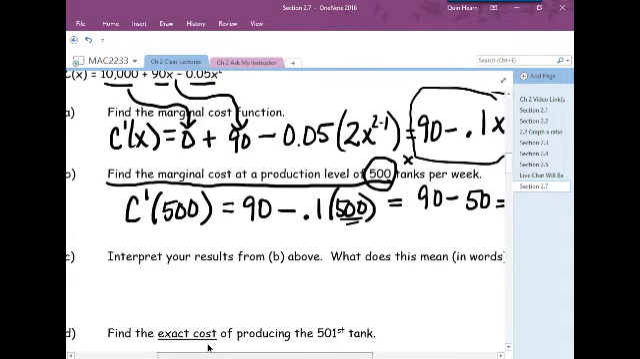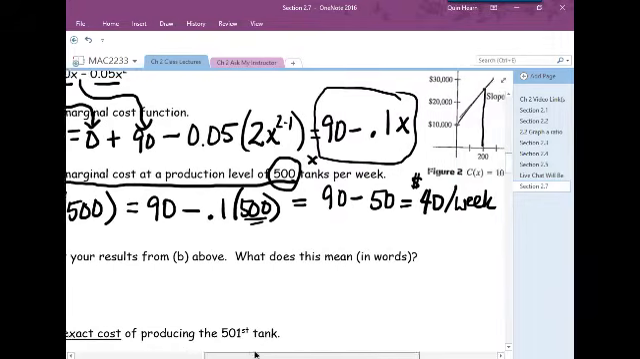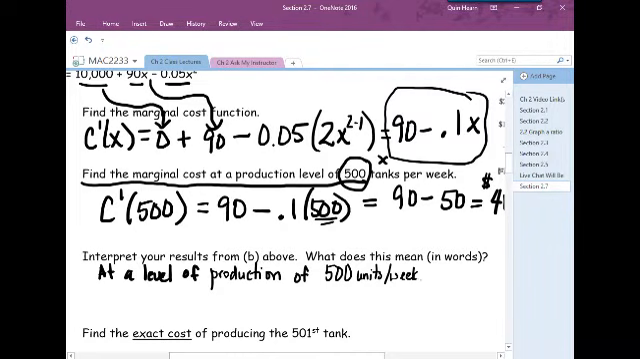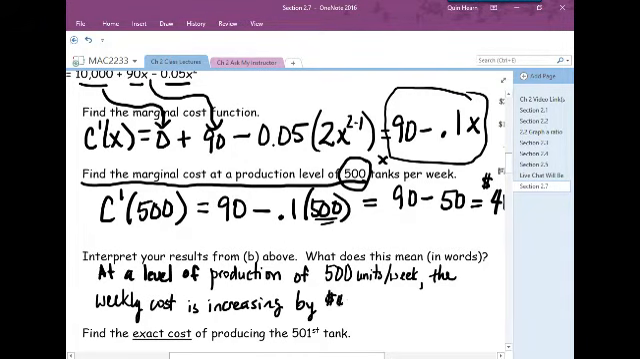So when we interpret our results from part B above, what does this mean in words? We're talking about that at a level of production of 500 units per week, the weekly cost is increasing by $40 per week.